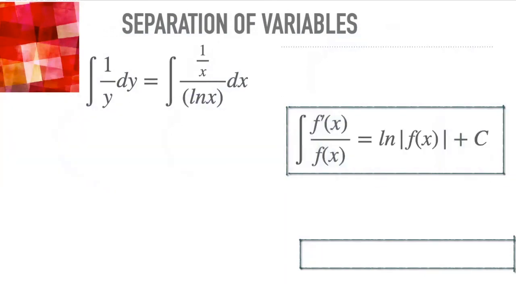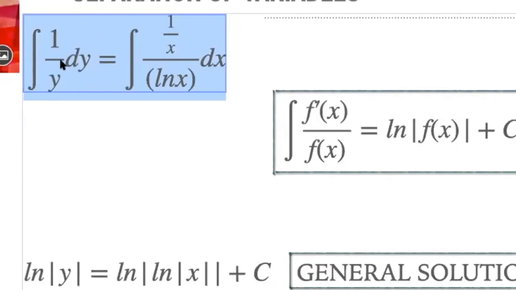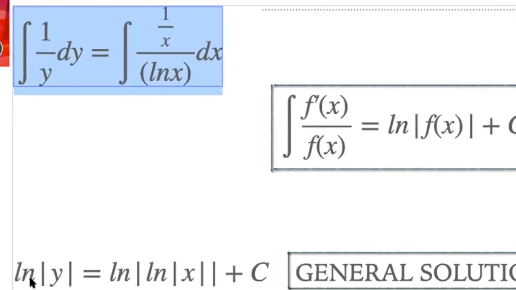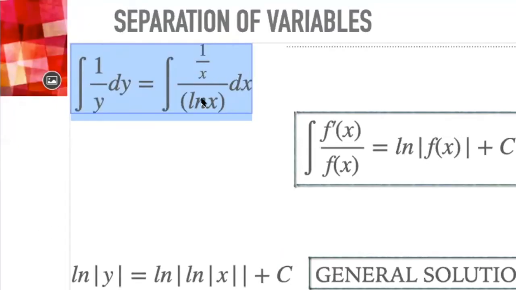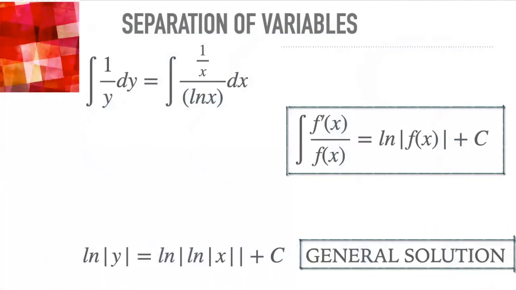Now, the integral of f prime x over f x is ln f x plus c. It's very important that you realize the derivative is in the numerator. So looking at this, we have the derivative in the top. So when we integrate 1 over y, we get ln y. The derivative of ln x is 1 over x. So to differentiate this, we are seeing the 1 over x. So that means this is ln x plus c. So this is my general solution right here.